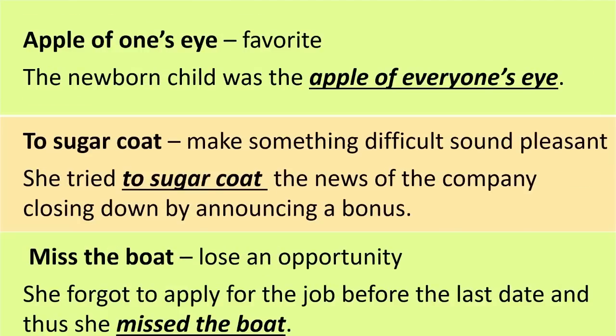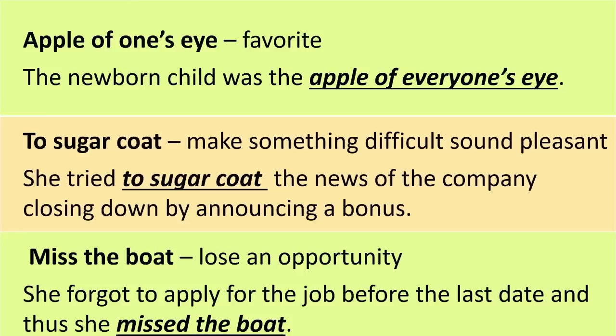The idiom apple of one's eye refers to a favorite. Usually a person you love, you can use the idiom apple of one's eye. In your conversation, you can certainly talk about apple of somebody's eye when you're referring to a person. The newborn child was the apple of everyone's eye. People were waiting eagerly for the child. So when the child was born, the child became the favorite.